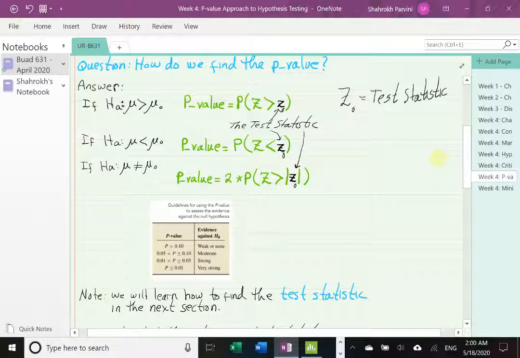Now, as far as quantifying the strength of the evidence, this is what I meant by quantifying. If our p-value turns out to be more than 10%, the evidence is labeled as weak against the null. Between 5 and 10%, moderate. 1 and 5%, strong. Less than 1%, very strong. So the smaller the p-value, the stronger the evidence becomes.